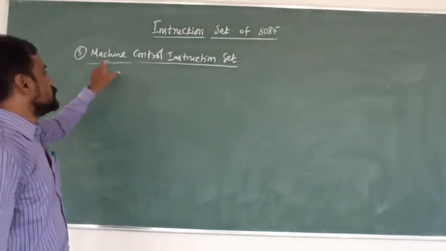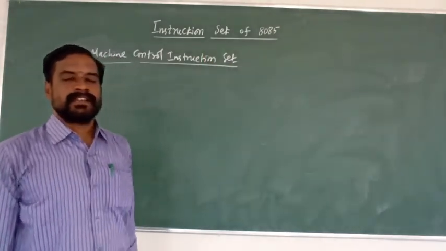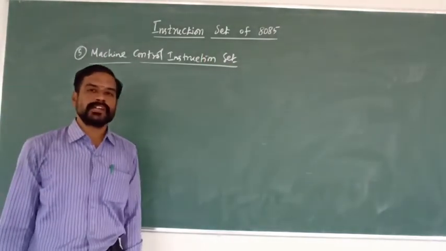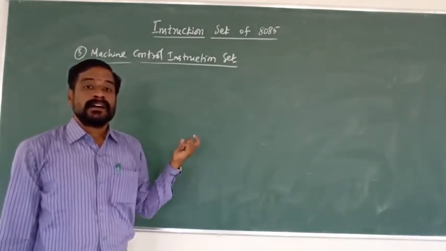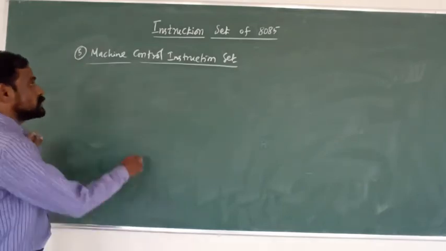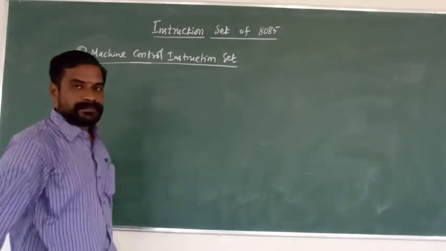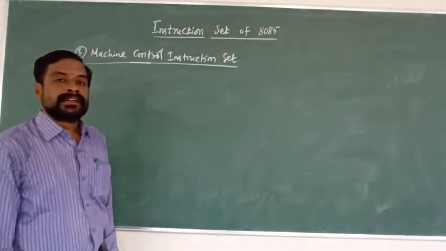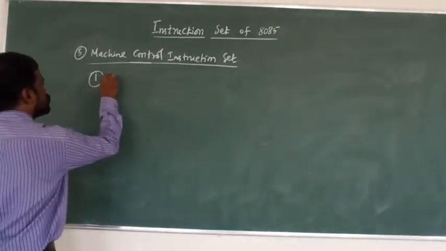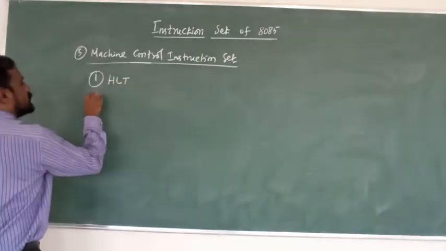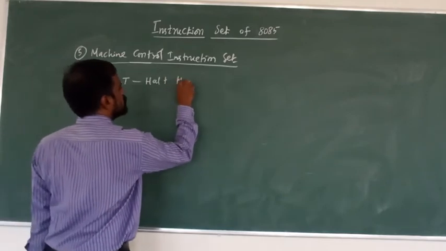Fifth one, machine control instruction set. Here the machine control means to control the microprocessor machine. Now to control the microprocessor operations, to control the machine, there are 6 instructions we can use. HLT. HLT means halt the program.